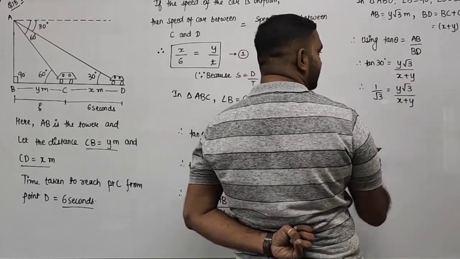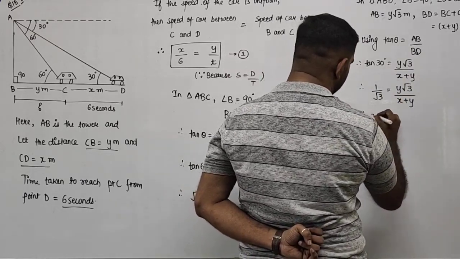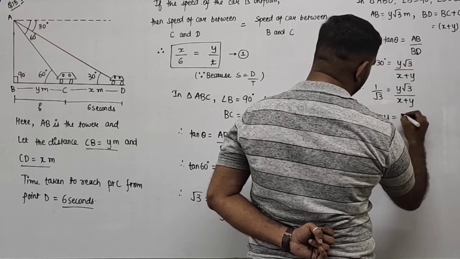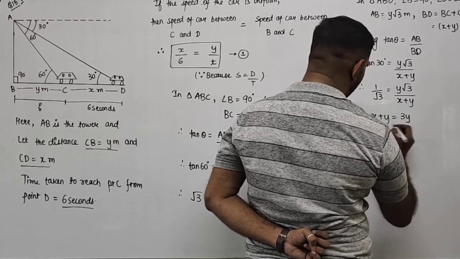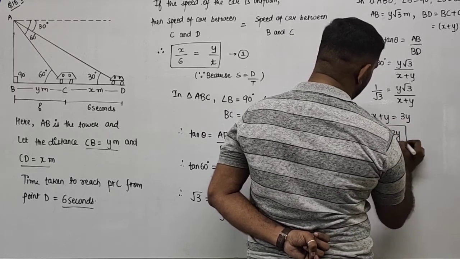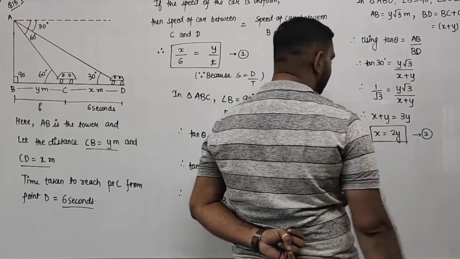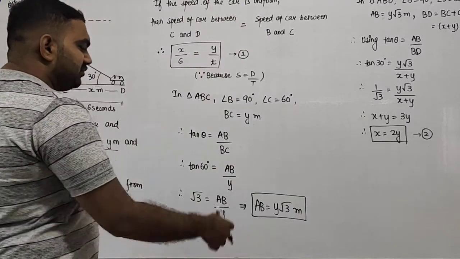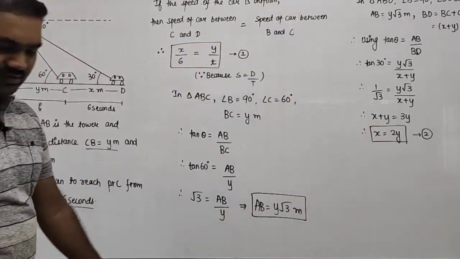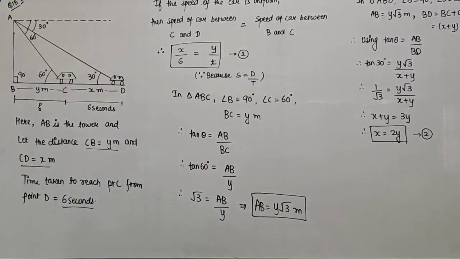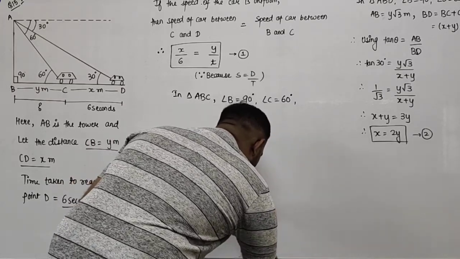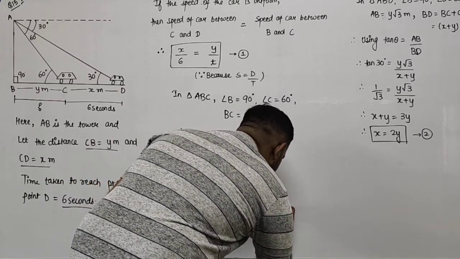Cross multiply, √3 becomes 3, so x plus y is equals to 3y, so x is equals to 2y. We got this relation. This is our second result, x equals to 2y. Only to find this relation do we have to use the two triangles.